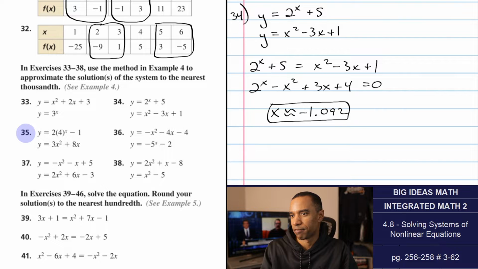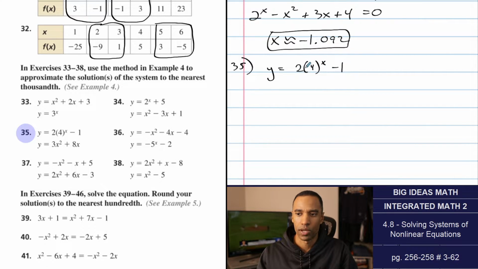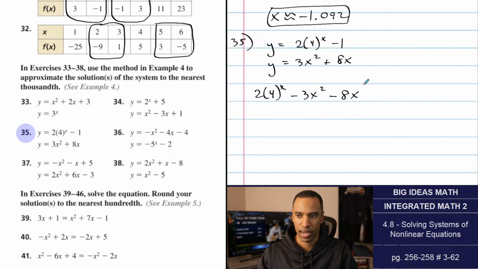All right, number 35. Number 35, we have y equals 2 times 4 to the x power minus 1. Do not turn this into 8. Order of operations means you do that first, and so we can't simplify that any further. And 3x squared plus 8x here. So let's do that same stuff as before. Let's do this in one step. 2 times 4 to the x power. We're going to subtract that 3x squared over. Remember that would have been on the other side. Subtract the 8x over, and the minus 1 is over there as well, equals 0.